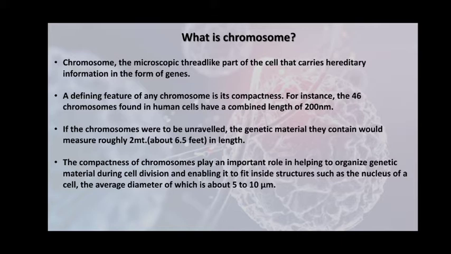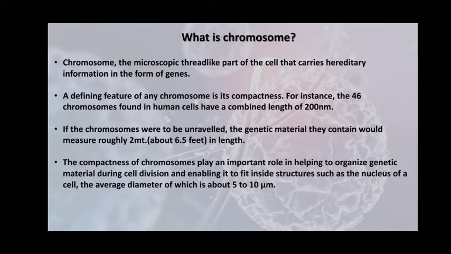Chromosomes are normally visible under a light microscope, but only when the cell is undergoing the metaphase of cell division, where all chromosomes are aligned in the center of the cell in their condensed form. This compactness of any chromosome is a defining feature. For example, the 46 chromosomes found in human cells have a combined length of 200 nanometers. If the chromosomes were to be unraveled, the genetic material they contain would measure roughly 6.5 feet in length. This compactness of the DNA molecule prevents it from becoming an unmanageable tangle.